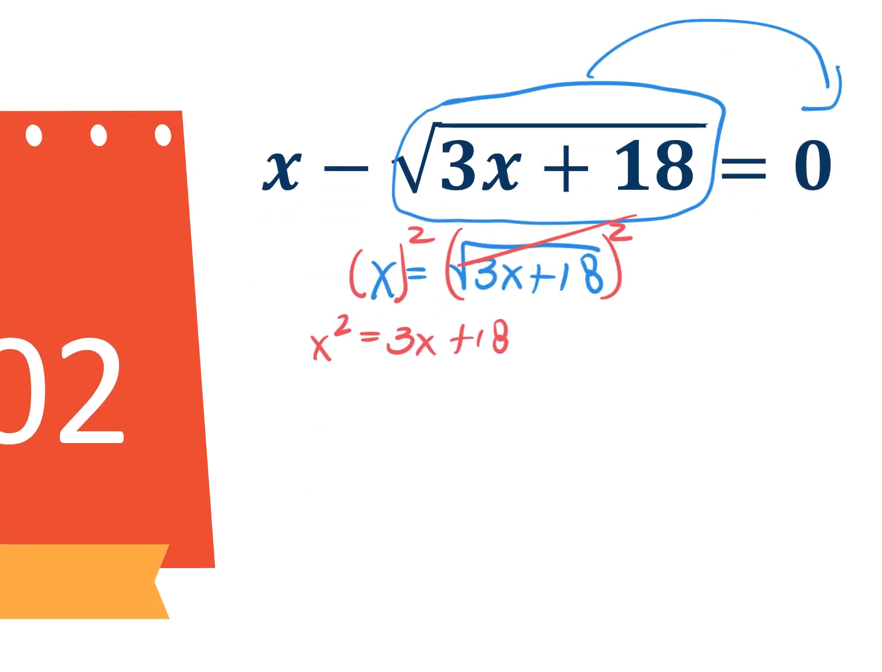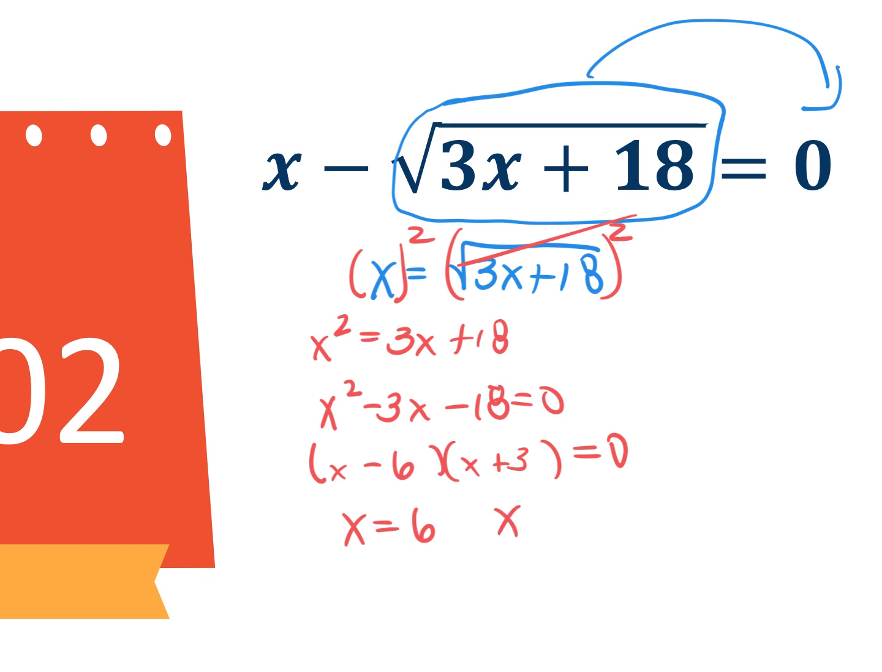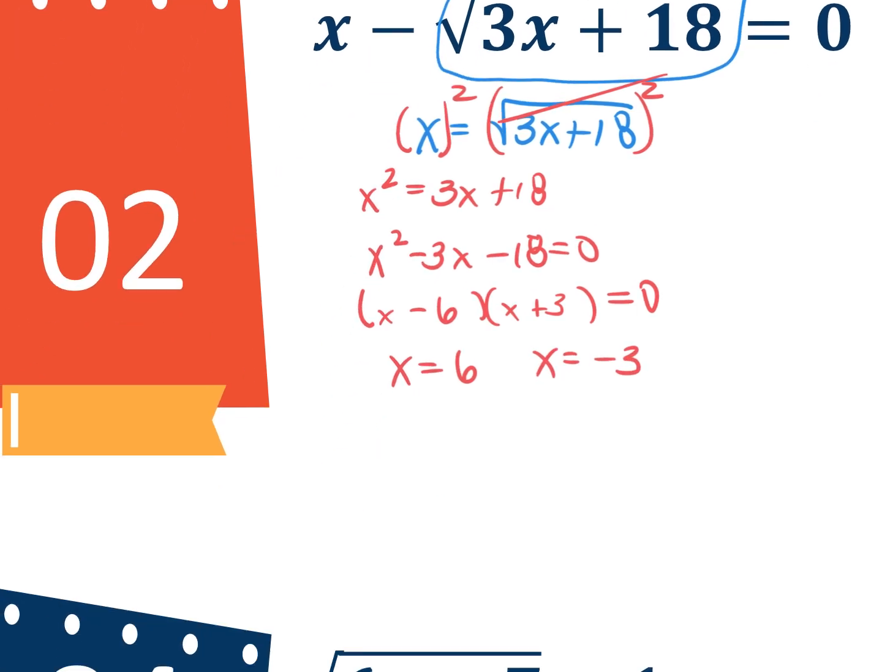Again, this is a quadratic. I have an x squared and an x. So let's just move everything to one side. So x squared, we'll subtract 3x and subtract the 18. And we get 0. So guys, let's go ahead and factor this. I have x times x, and then what are the factors of 18 that'll give me a negative 18 when I multiply, but a negative 3 when I add? That'll be negative 6 and positive 3. So when we solve, we get x equals 6 and x equals negative 3. So now let's check.